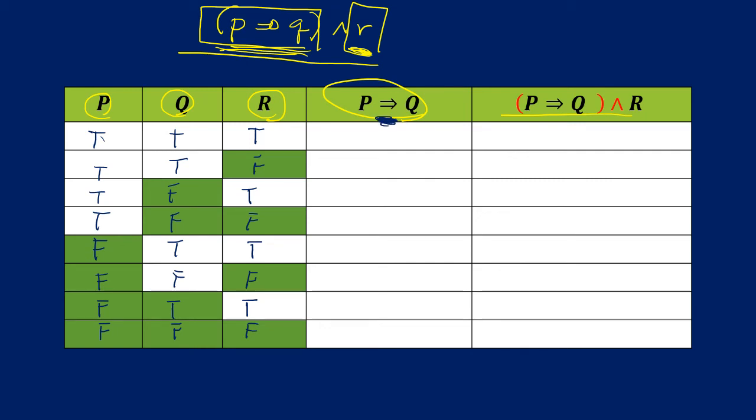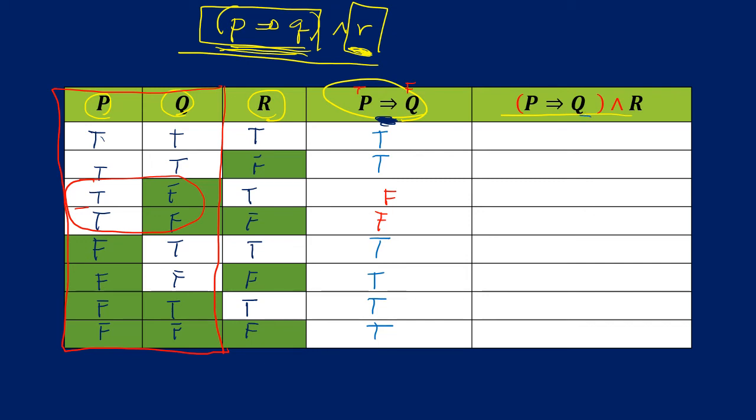Okay. So first, for this column, if P then Q, remember? We are looking at the components. You are looking at these two columns, right? If P then Q is always true except when the premise is true but the conclusion is false, and it occurs here. That's the only case wherein the premise is true but the conclusion is false. So that means only here is it false. And for the rest, it is true.